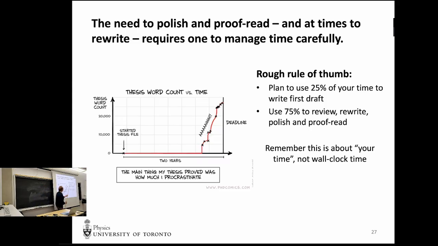But a rough rule of thumb is to plan to use 25% of your time, so 25% of these 2 years to write the first draft, and the other 75% to make it better, to polish it. It really does require you to plan and give yourself that time. And it's about your time, and it's not wall clock time, right?